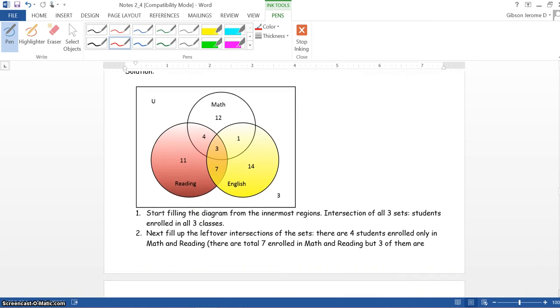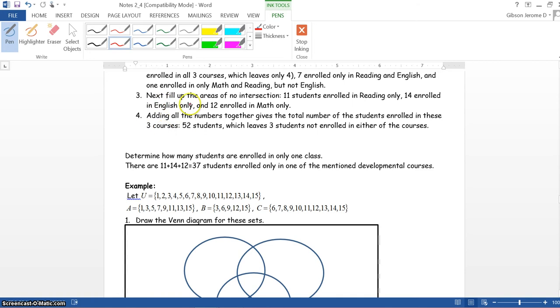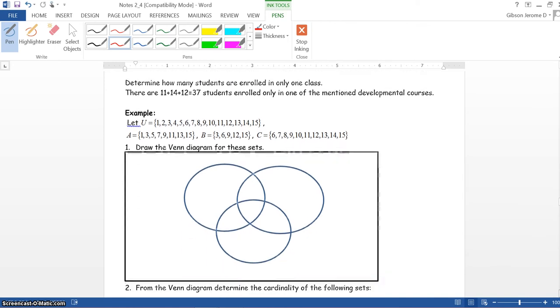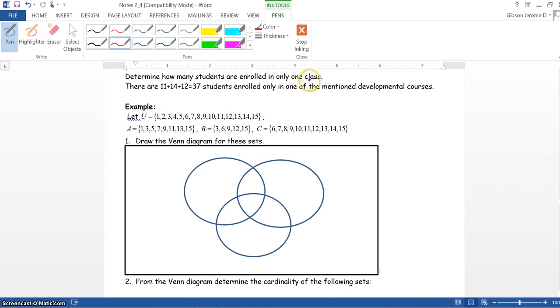Okay, now it just gives us some other general directions of how to fill in the Venn diagram. You can read that at your leisure. But let's go on to this next example. It says here, determine how many students are enrolled in only one class. This is still part of the previous example.